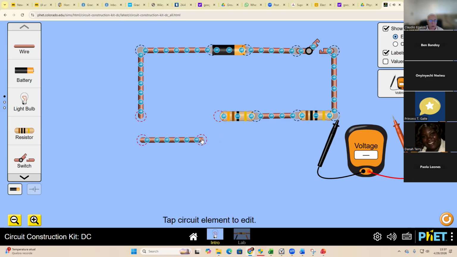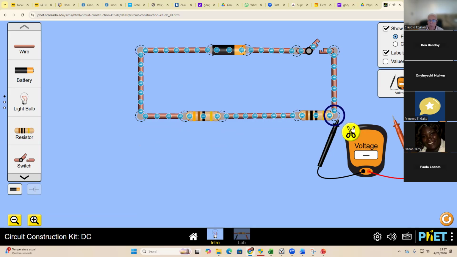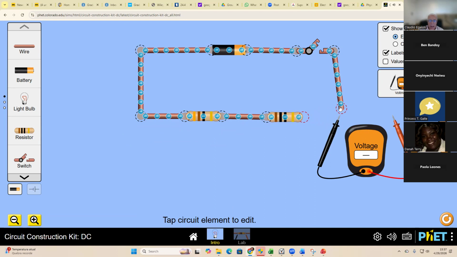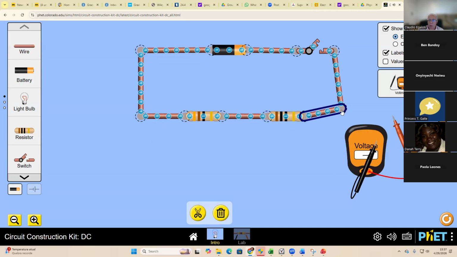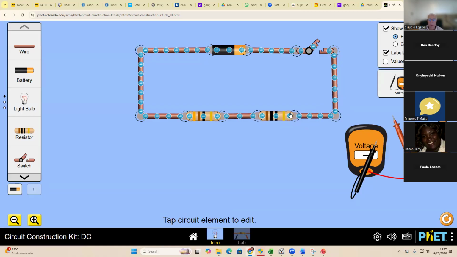Let me move a little bit to the left so it looks good. And this one here, I want to cut as well. I'm going to put another wire right here. Can I move it a little bit more? Yeah, okay, good.